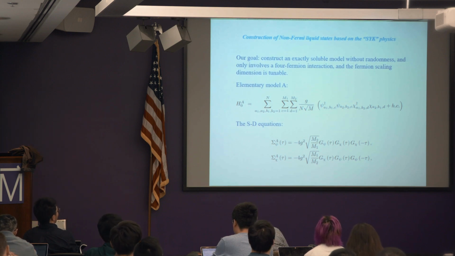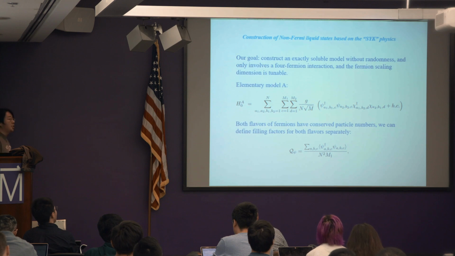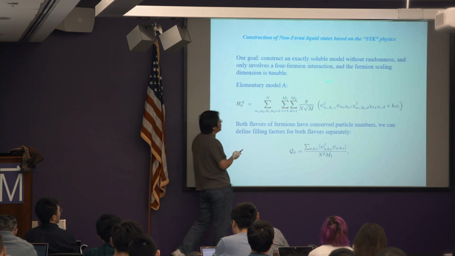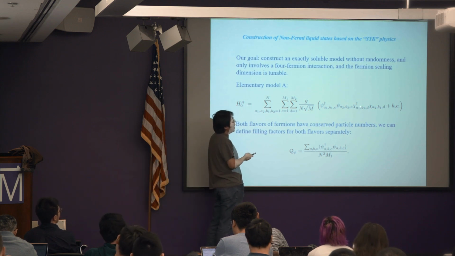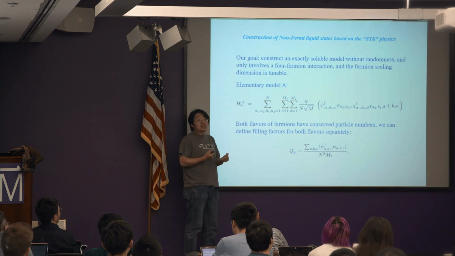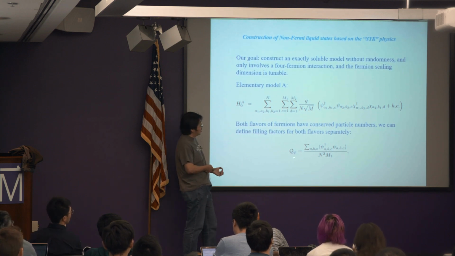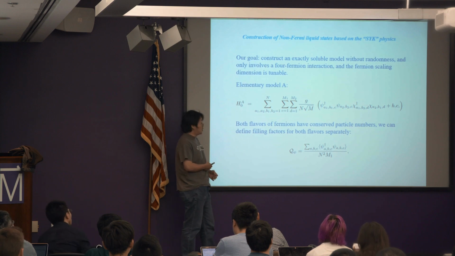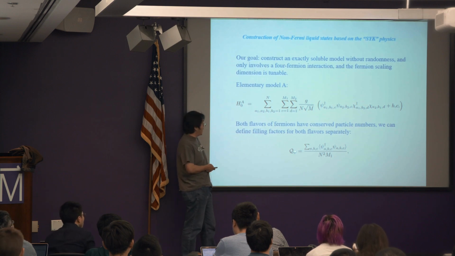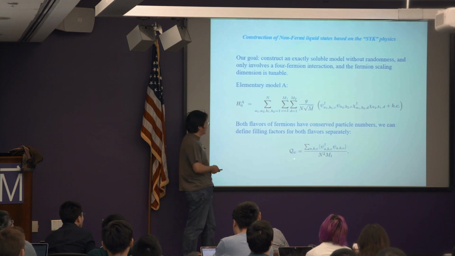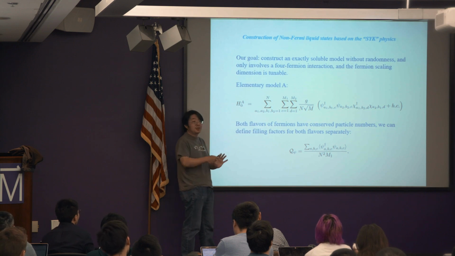We also can introduce another parameter, which is the filling factor. In this model, psi and chi are separately conserved. So we can introduce a filling factor for the psi fermion and also for the chi fermion. We introduce q psi between 0 and 1 as the filling factor for the psi fermion, and also q chi for our chi fermion.